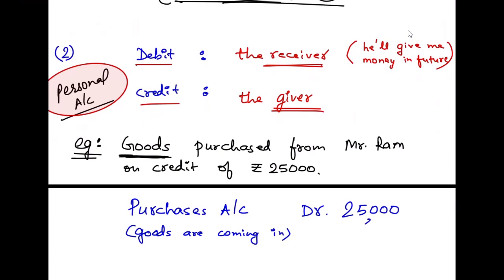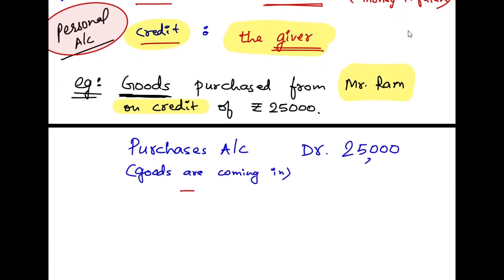Have I paid anything in return of this 25,000? The answer is no. Why haven't I paid? Because it is purchased on credit. So the payment has not been made right now. But do I need to pay in future? The answer is yes. To whom do I have to pay? To Mr. Ram. He is the giver of the goods. That is why we will credit Mr. Ram.